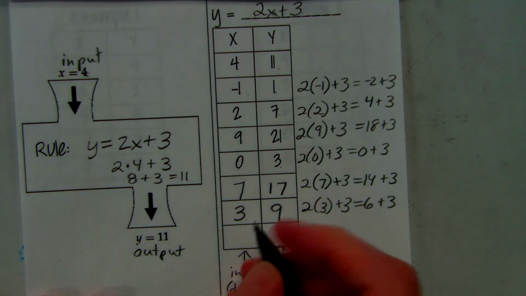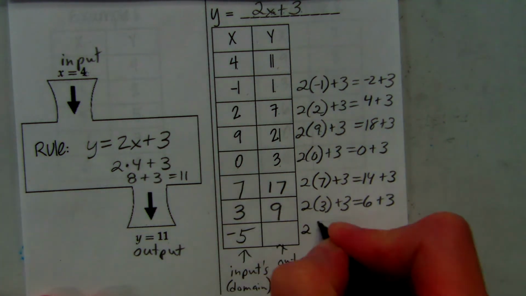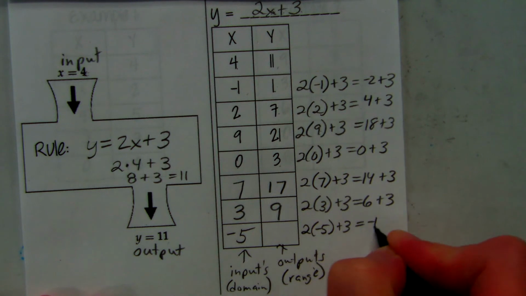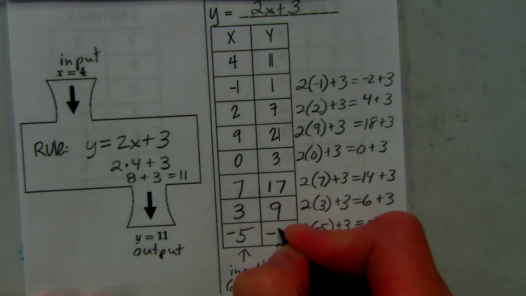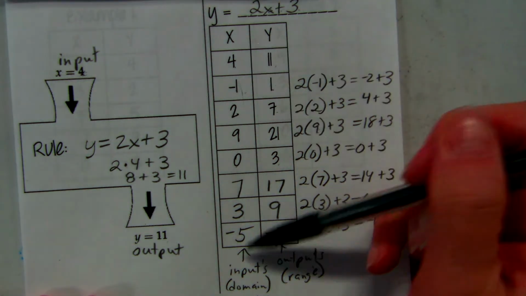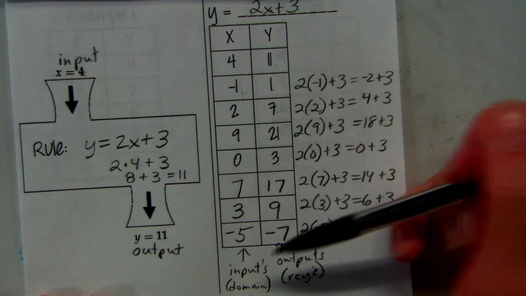All right, so let's pick a -1. Let's say we have -5. So I would take 2 times -5 plus 3, which would give me -10 plus 3, which gives us -7. Okay, so we know that this is a function because the x's do not repeat.